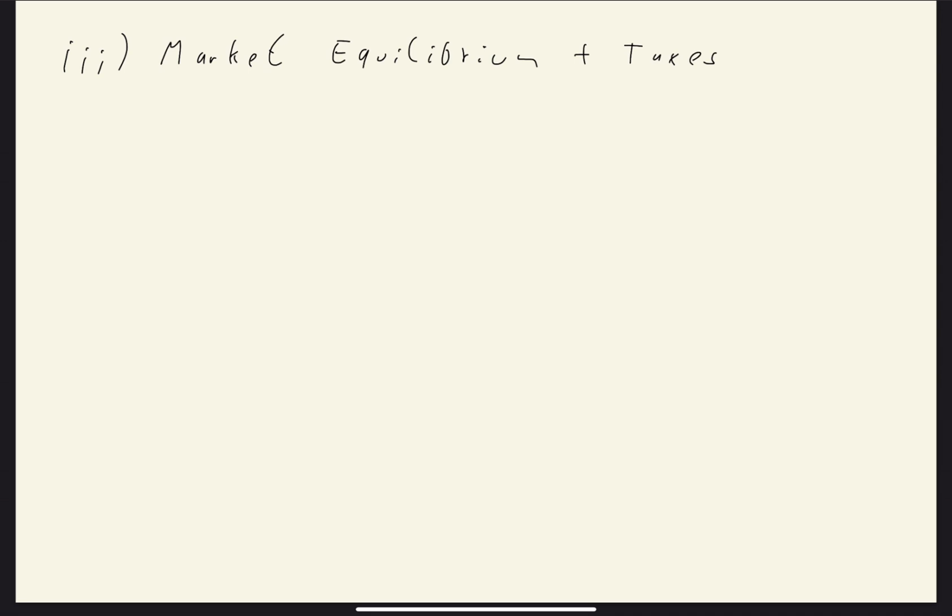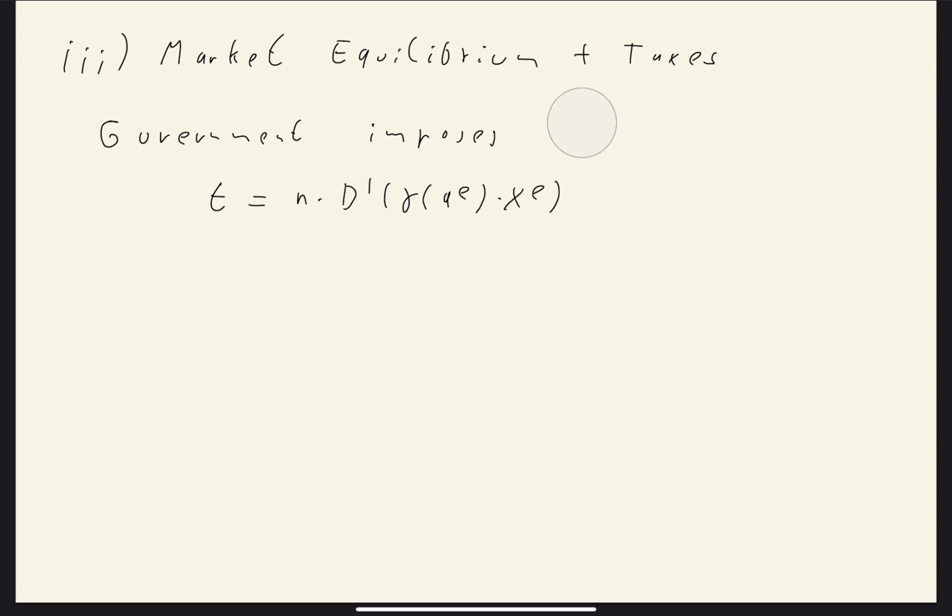Okay, so now the government imposes a tax, which is described by T equal to the amount of consumers times the marginal disutility of pollution in the social optimum, so AE times capital XE. So it's not just a tax; to be more precise, it is a unit tax, or pollution unit tax.